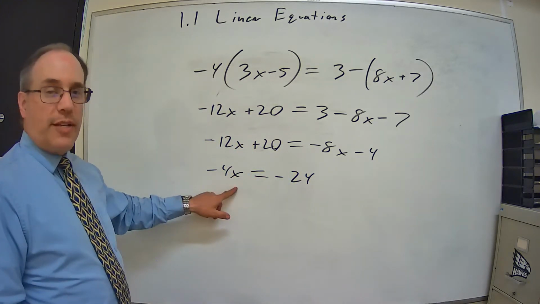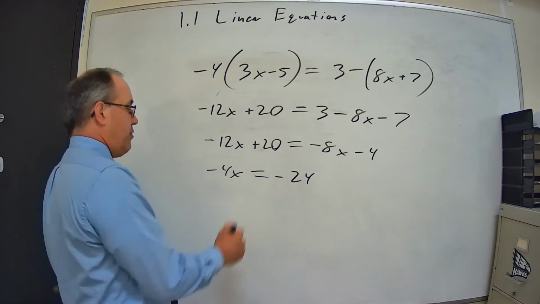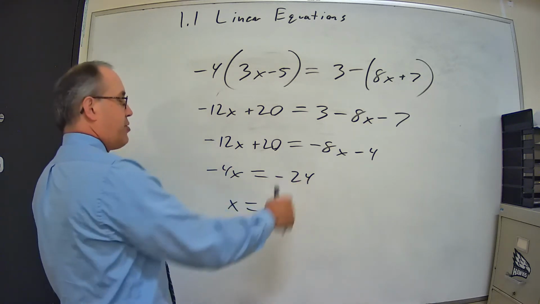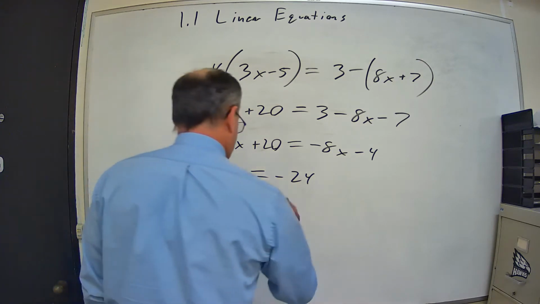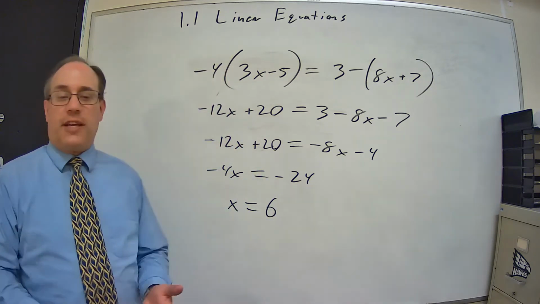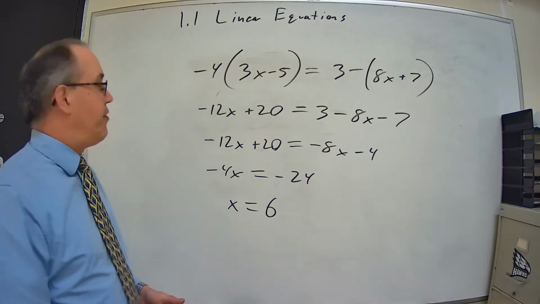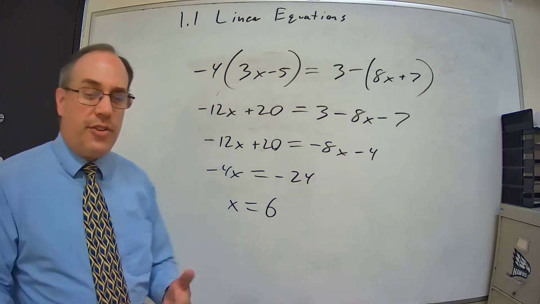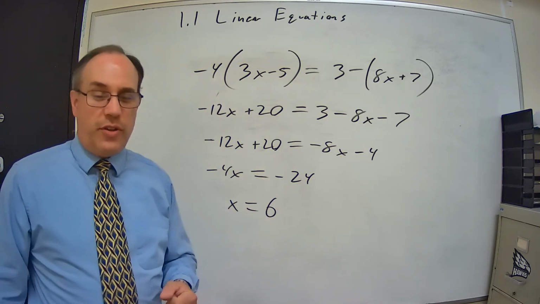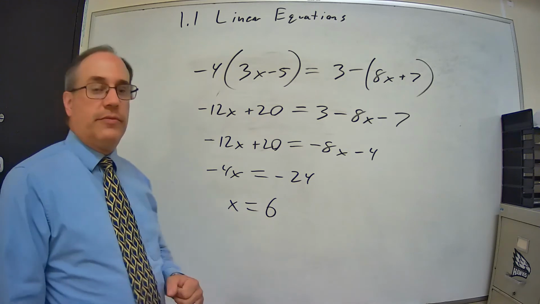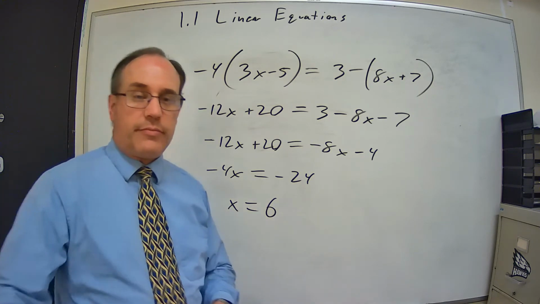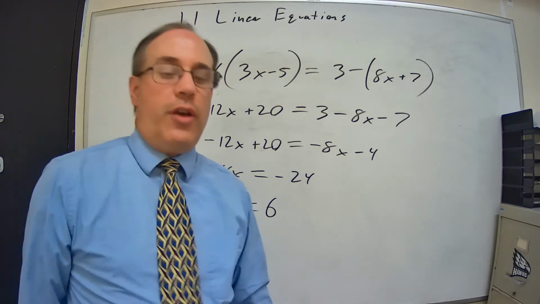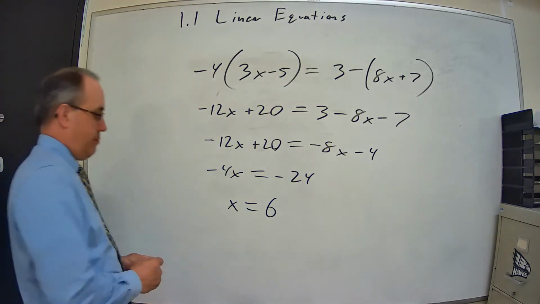I want to get x by itself, so I'm going to divide both sides by negative 4. Negative 4 divided by negative 4 is 1, so we have x. Negative 24 divided by negative 4 is 6. So we have x equal to 6. So it's just a matter of taking it a piece at a time, doing each of the steps to get a result. So we came out with x equal to 6. Okay? So that wasn't too painful. It looked bad to begin with, but overall it wasn't too bad.